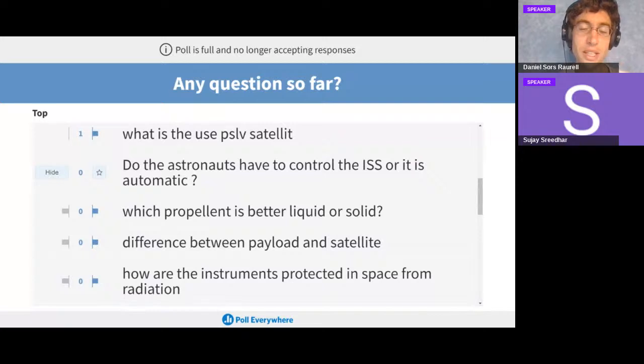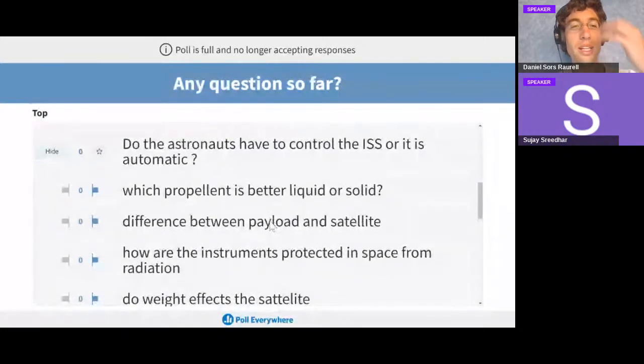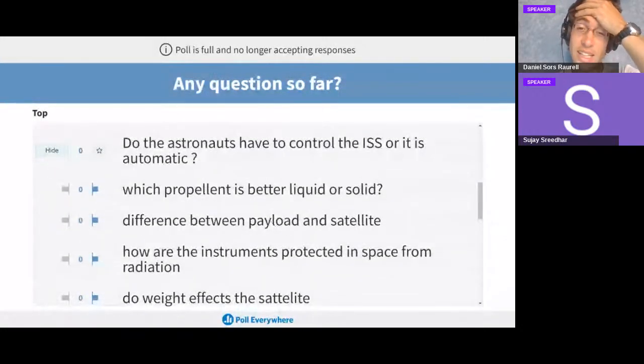So India has been leading a bit the deployment of small satellites in the past, and PSLV rockets are also quite used even nowadays to deploy small satellites. Do the astronauts have to control the ISS, or is it automatic? It's quite automatized, I would say, but there is always the possibility to take control over certain aspects of the attitude and so on, similarly to what happened when landing on the moon.